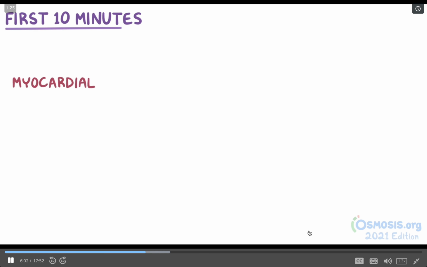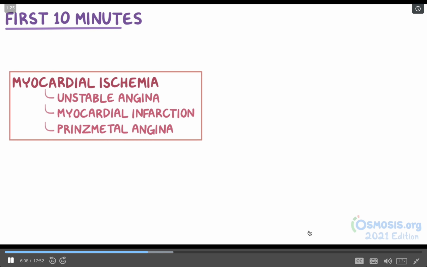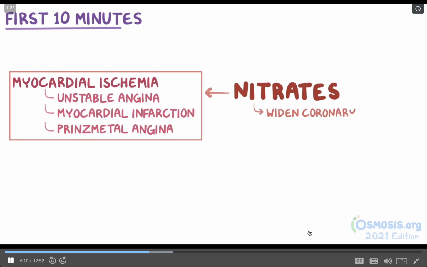In individuals having myocardial ischemia, so those with unstable angina and myocardial infarction, as well as Prinzmetal angina, nitrates should be used immediately to help widen the coronary arteries and help increase blood flow to the heart, which should relieve the pain and decrease the blood pressure.